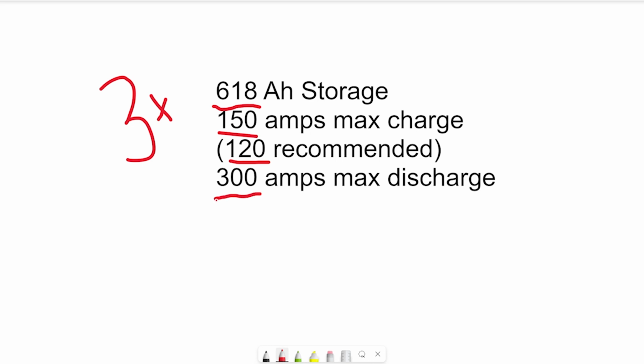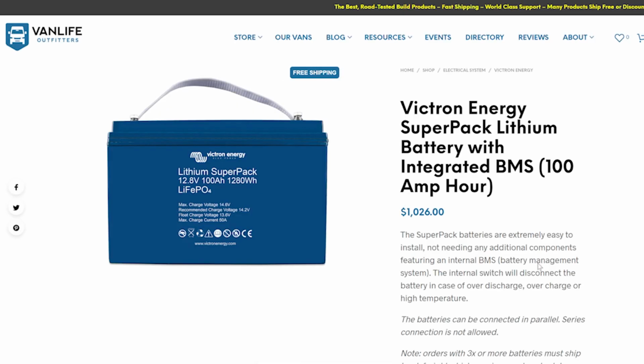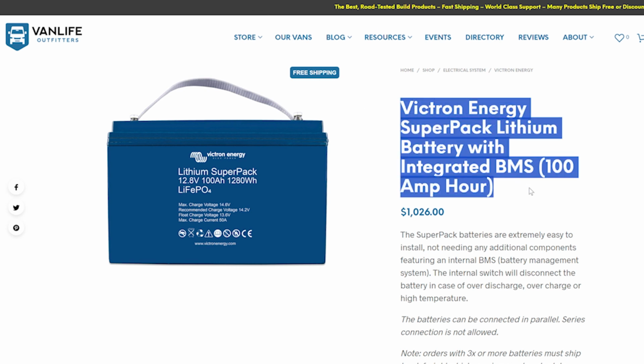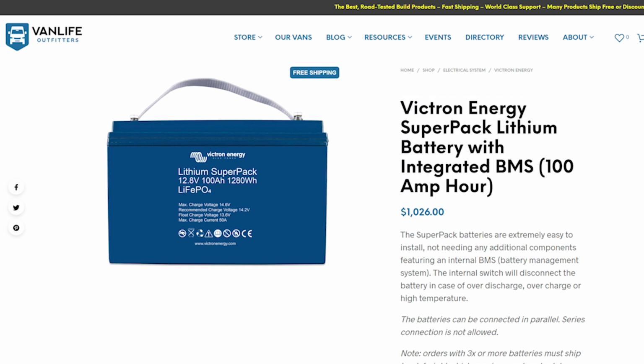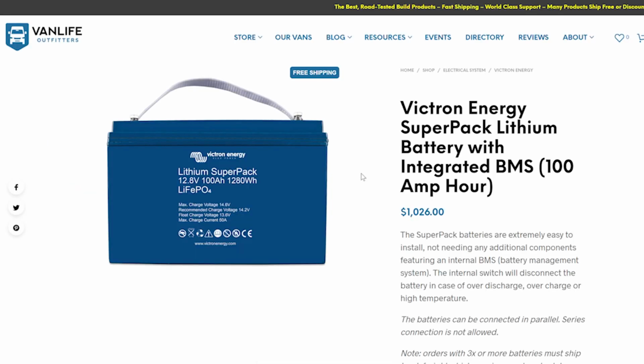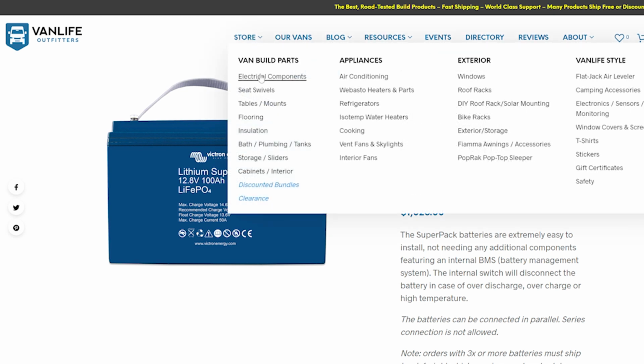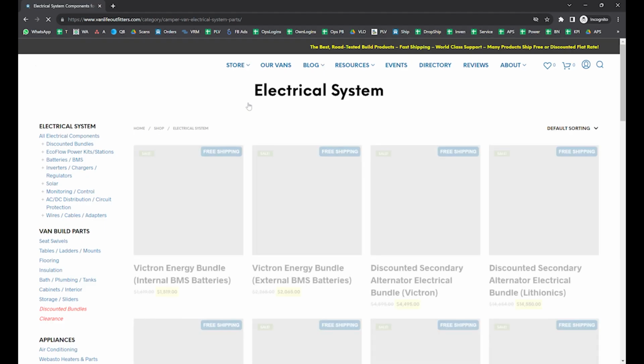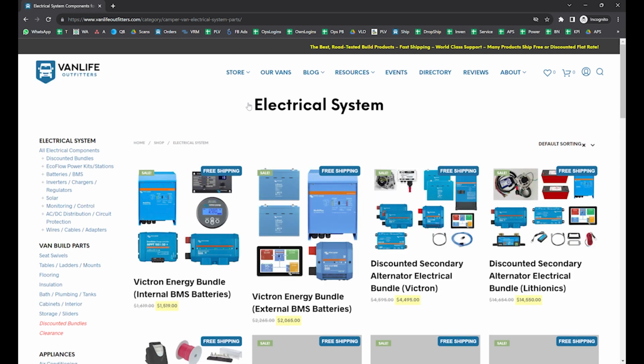Now let's take a look at a different internal BMS battery. These are the Victron SuperPack batteries. They're 100 amp hour capacity, but their allowable charge rate is 100 amps. If we put three of these in parallel, we'd have a 300 amp hour battery bank with a maximum charge rate of 300 amps. What we're aiming for in this video is to be able to charge our batteries as fast as possible by maximizing the charge current within the specifications of the battery.